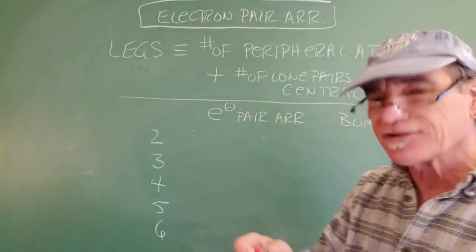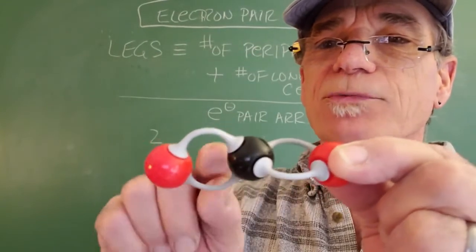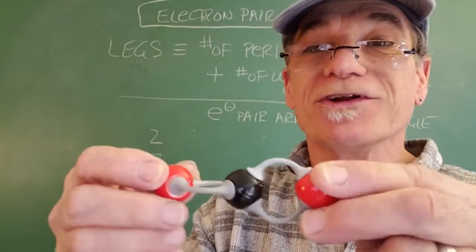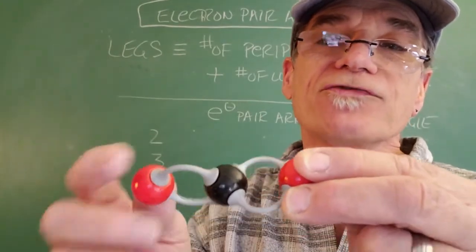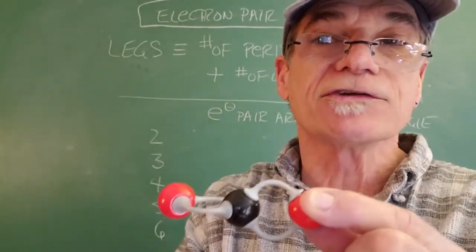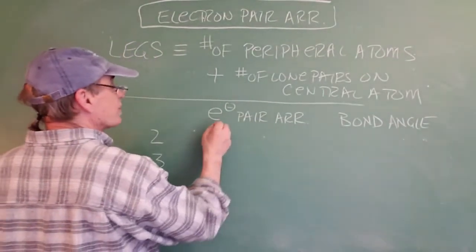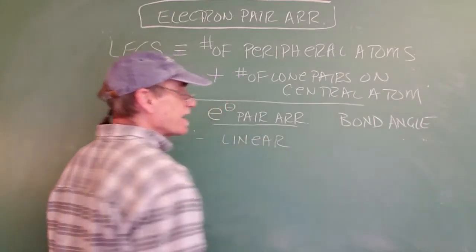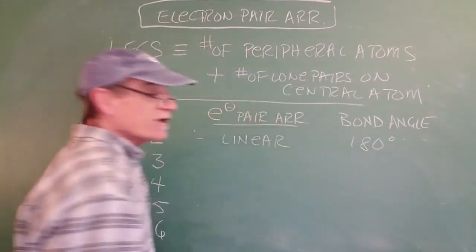If it was two legs, for instance, something like CO2, here's the model of CO2, and notice that the model kit mimics the shape of the molecule because it puts these double bonds, these flexible bonds, in. If you recall, earlier we did a Lewis structure of CO2, and it had a double bond on both sides. Sure enough, the two legs will arrange themselves as far apart from each other as possible, 180 degrees apart, so they arrange themselves linearly. So any time you have a two-legged molecule, the electron pair arrangement is linear. And the bond angle, defined as the angle between the two outer atoms, the two legs, would be 180 degrees.